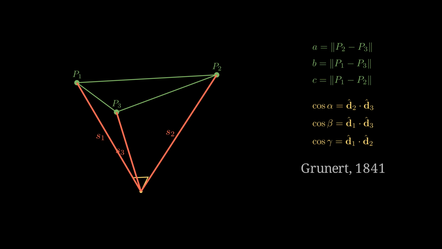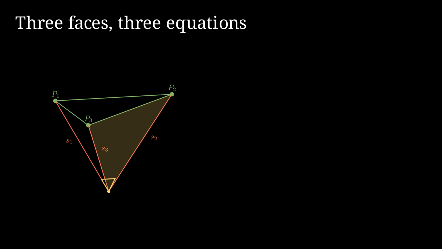In 1841, Grunert solved exactly this for surveyors, standing in a field, sighting 3 church towers marked on a map, asking, "Where am I?" Same triangle, same angles, same 3 unknown distances. We've just swapped the theodolite for a CMOS sensor. 3 unknowns need 3 equations, and the tetrahedron hands them over 1 face at a time.